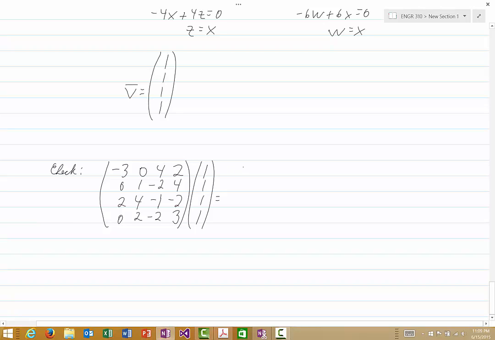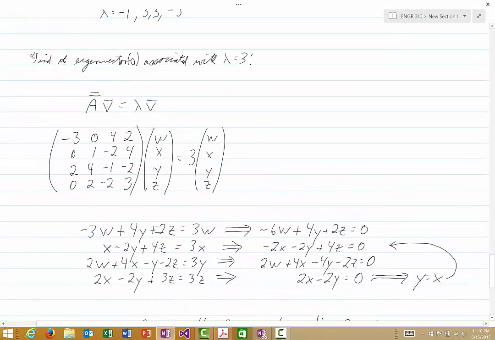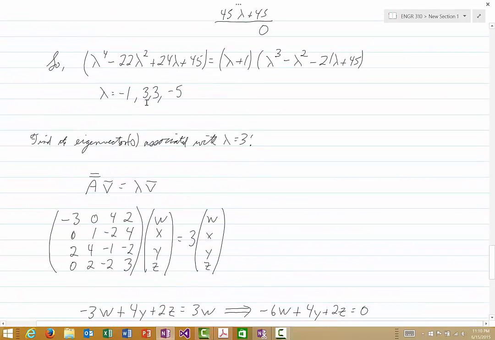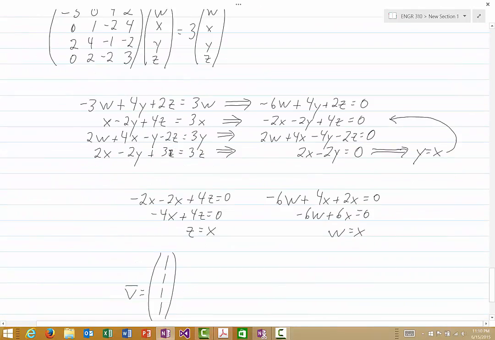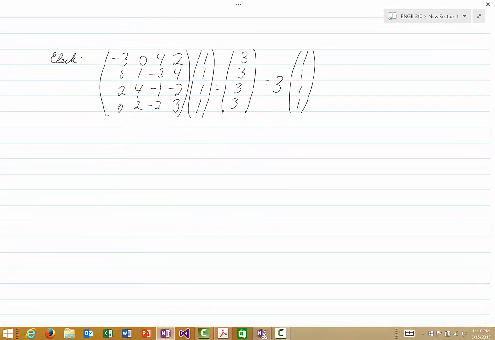Okay, this will give us 3, and then 3, and let's see, 2 and 4 is 6, minus 1 is 5, minus 2 is 3, and 2 minus 2 is 0, plus 3 is 3, which, sure enough, is equal to 3 times 1, 1, 1, 1. So that proves that 1, 1, 1, 1 is indeed an eigenvector of this matrix and that the associated eigenvalue is 3. And notice that we only are coming up here with one eigenvector for this repeated eigenvalue. Remember, 3 is a repeated eigenvalue. It has a multiplicity of 2, and yet we only have one associated eigenvector. And therefore, this matrix does not have a full set of eigenvectors.